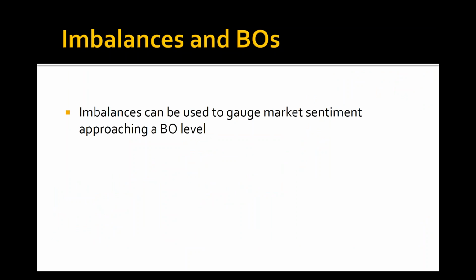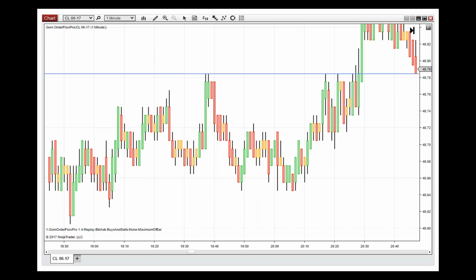So imbalances can be used to gauge market sentiment when approaching a breakout level. We're going to study two situations here, and see what you can see on the order flow ladder when you're approaching a breakout price. Okay. So for instance, here we are establishing a level, and we're going to study what happens here. We're going to fail three times to break out, and it's going to break out just after that. Okay, but we're going to see what we can see on the order flow.